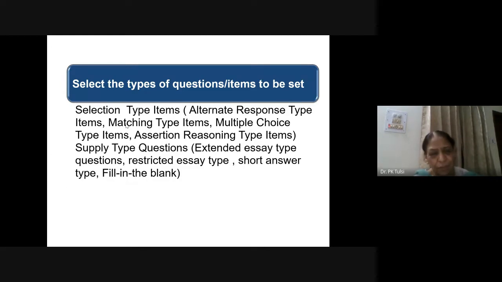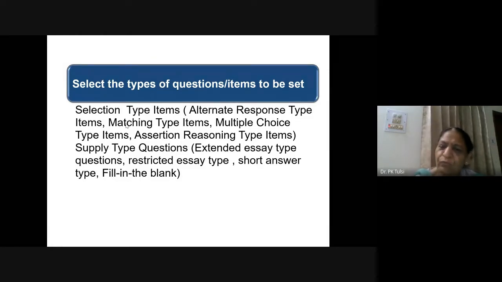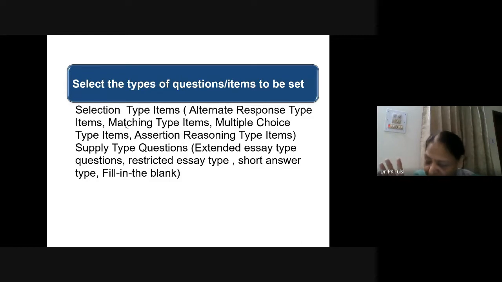So when we say selection, this orientation might have been given to you or is likely to come. Selection means where you have provided the responses and the student has to select from the given responses, which may include alternate response. When you say true, false, for example, there are 2 types of engine based on fuel, petrol and diesel engine. Whether the statement is true or false, T and F is put, so that is alternate response type. Matching type items, where you list the names of scientists and the principles which they have enunciated, and students have to match.